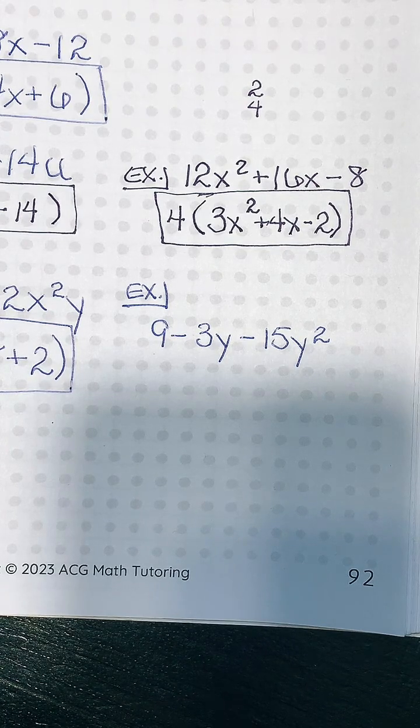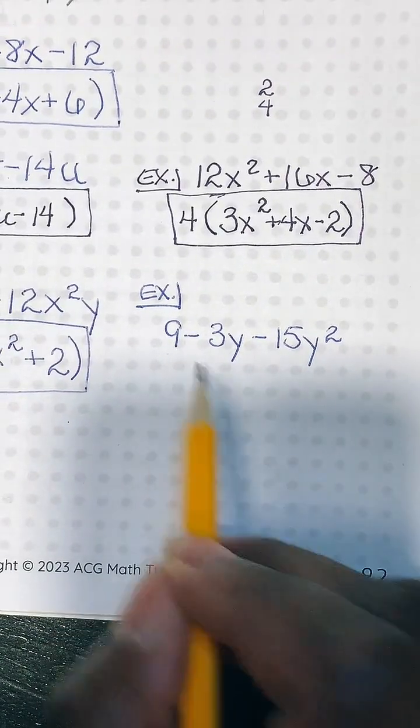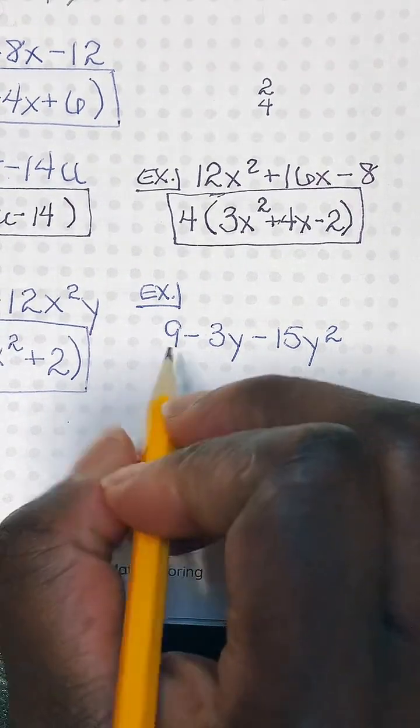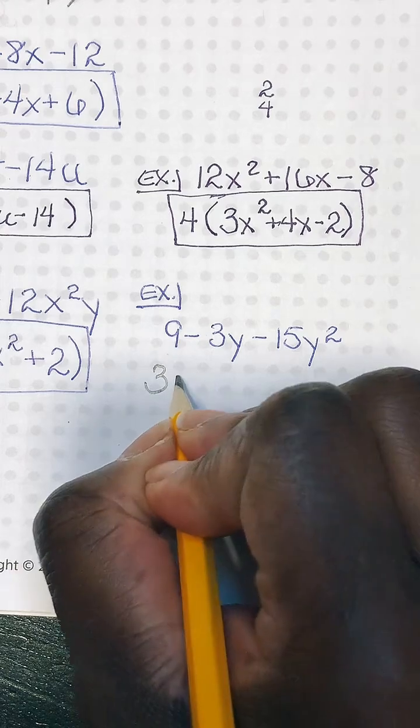Because the 9 doesn't have a y, not all have a y. Because the 9 doesn't have a y. Very good. Erase that question mark at the end. Confidence. All right. Yes, because the 9 does not have a y next to it. Good. So our GCF is 3.